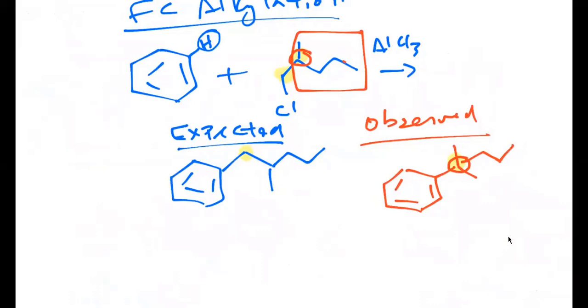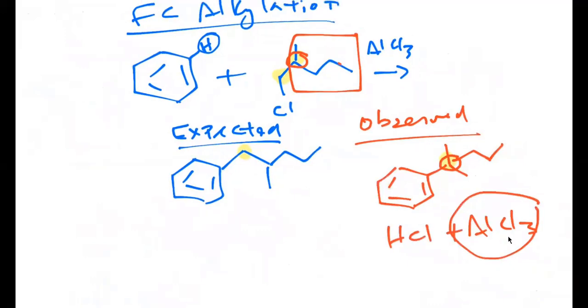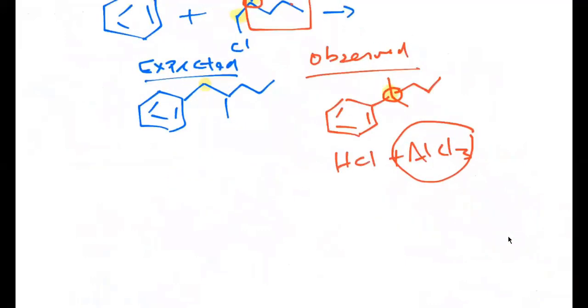So we'll have something like this: HCl plus AlCl3. Because you always regenerate the catalyst. You never use that up. Okay. So let's go through the mechanism and then it'll make sense. So let's do that. So what's the first step? To prep. Prep the electrophile.